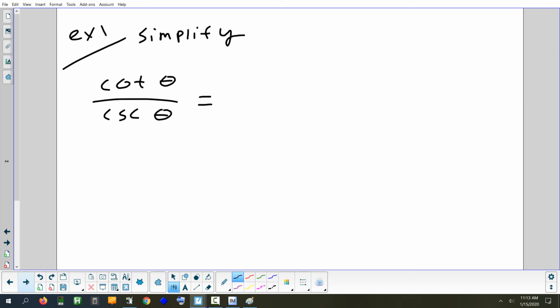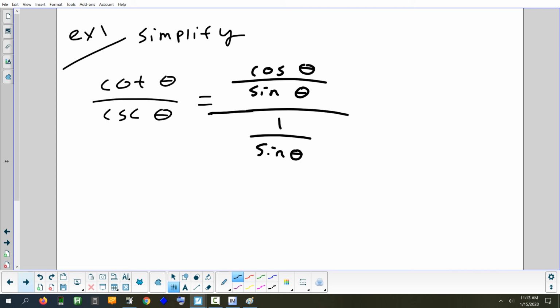Let's start with cotangent. How can you rewrite cotangent so that it's just sines and cosines? If you were thinking 1 over tangent, yes, you could, and that might help sometimes, but like 90% of the time, the sine and cosine one is better. So that's cosine divided by sine. Now the bottom: what about cosecant? 1 divided by sine. Right.